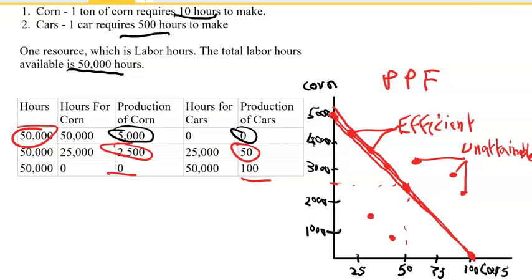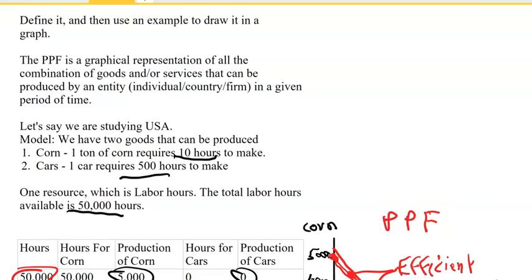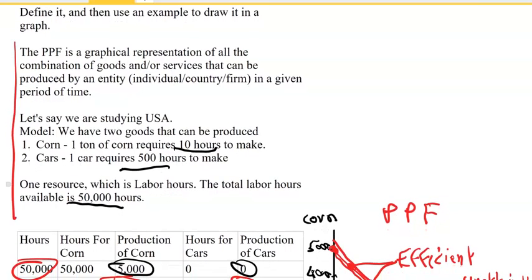Points inside, like these, we can produce them, so these are attainable, but they are inefficient. Because we are not using all our hours available, we can actually either move this way or up here, and we can go up to the line to produce more goods or services. So this is how we would draw a PPF if given all the requirements that are like here. So these help us to produce the PPF up here.